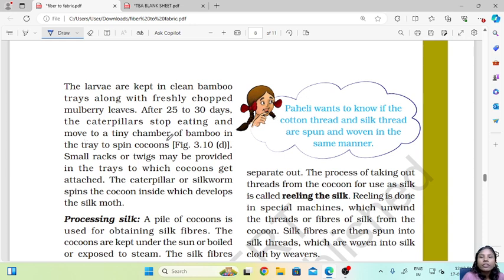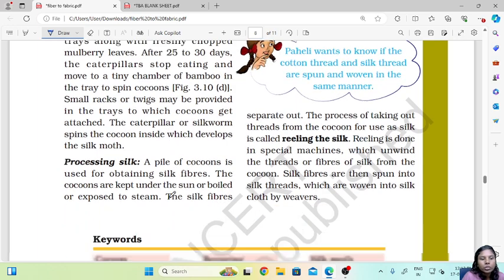So after 25 to 30 days, they stop eating. That is the time they are now ready to build their cocoons, which they build of silk fibers. Small racks or twigs may be provided in the trays to which cocoons get attached. So they may build a grid kind of thing for them, and each one of them goes and attaches to one of them. The caterpillar or the silkworm spins the cocoon inside which develops the silk moth.